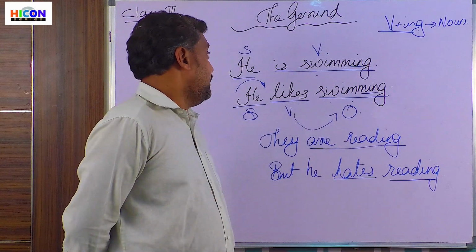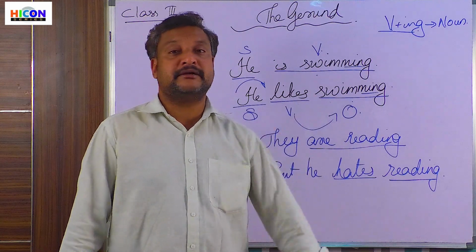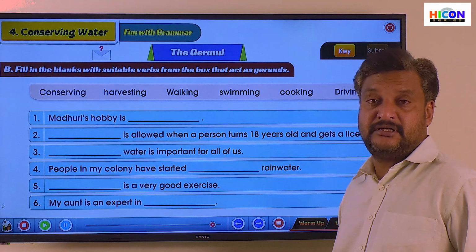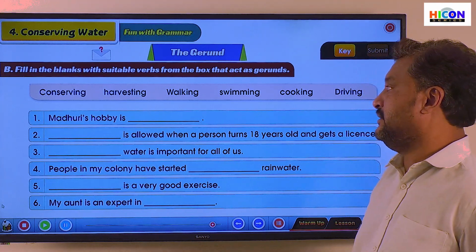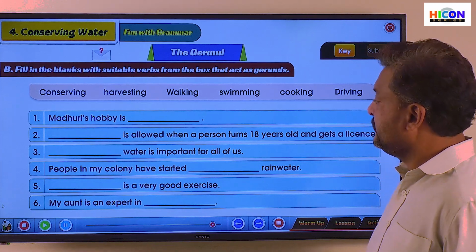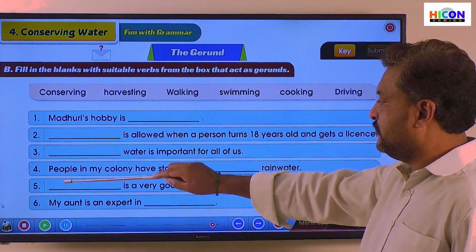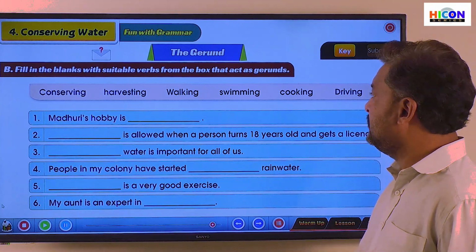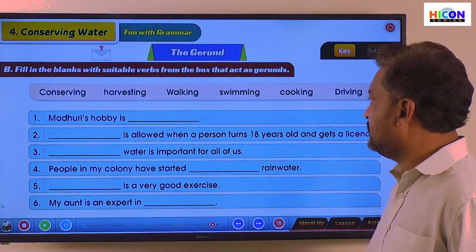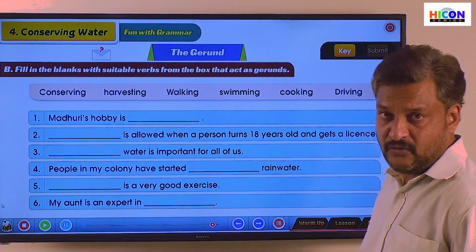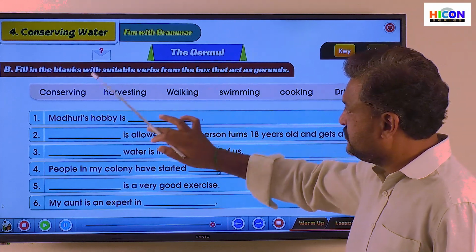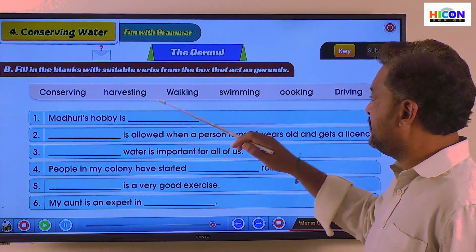Okay? So now we will do an activity related to this. The second thing that we have learned in the fun with the grammar part was the gerund, an ing form of a verb which is used as a noun. Right? So 6 sentences are given there, and we have 6 gerunds in the box. What we need to do is read these sentences and identify the suitable gerunds with which we can complete those blanks.